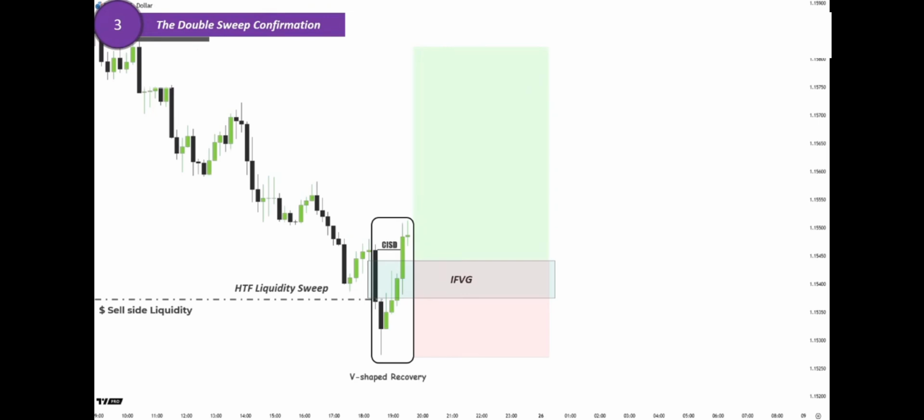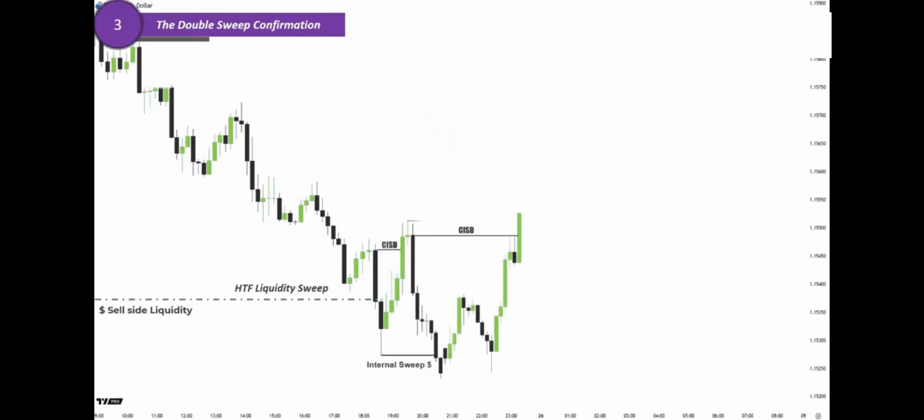But here's what makes the setup even stronger. After price sweeps the major higher time frame liquidity, do not enter immediately. Wait for price to also sweep the internal liquidity created right after that first sweep. In a bullish setup, price may sweep a major low, bounce, attract early buyers, create internal lows, and then come back to sweep those internal lows before the real reversal begins. The same logic applies in a bearish setup.